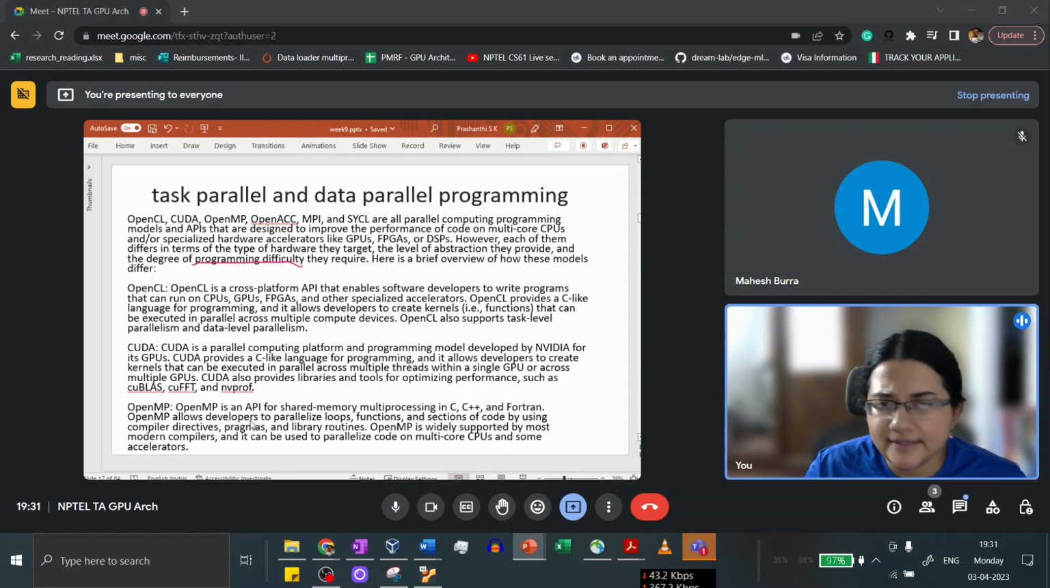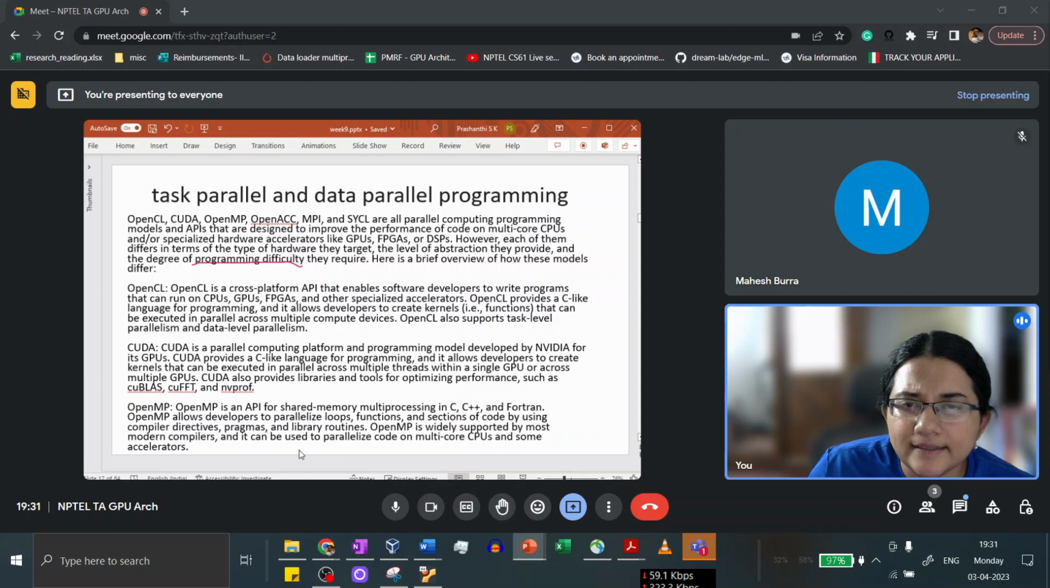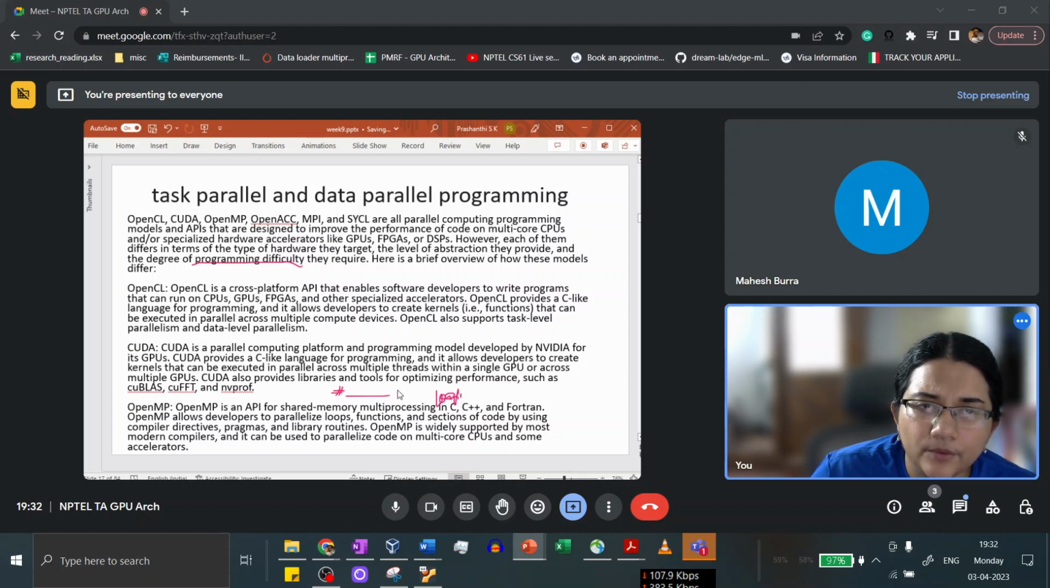Now coming to OpenMP, this is something we've not looked at, right? So this is an API for shared memory multiprocessing in C, C++ and Fortran, and it allows developers to parallelize loops, functions and sections of code using compiler directives. For instance, you would have seen #define, #include, lots of things like that with C, right? With OpenMP, you can use similar compiler directives to tell the compiler. So let's say you have a for loop, Loop 1. You can use a compiler directive before this loop, which tells the compiler to parallelize this loop, right? That's how it works. This is supported more widely by modern compilers and can be used to parallelize code on multi-core CPUs and some accelerators.